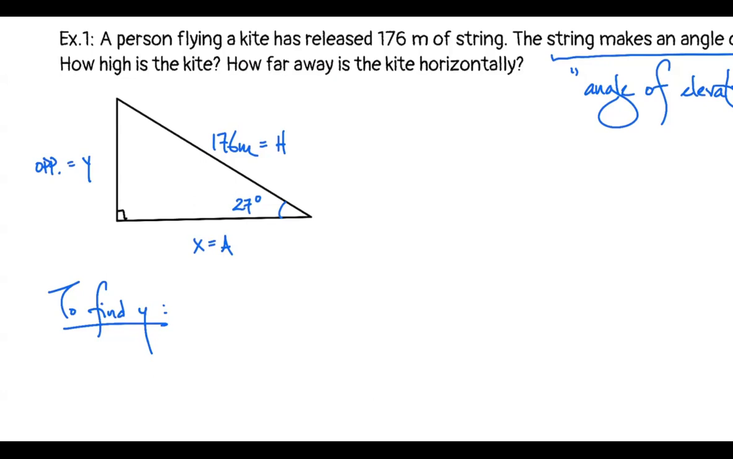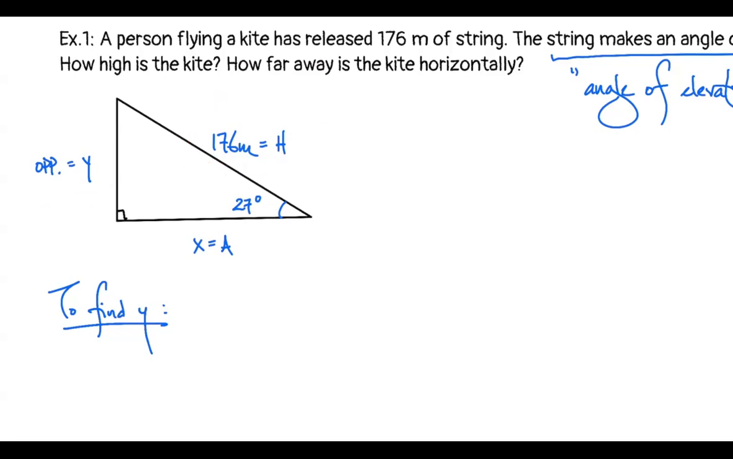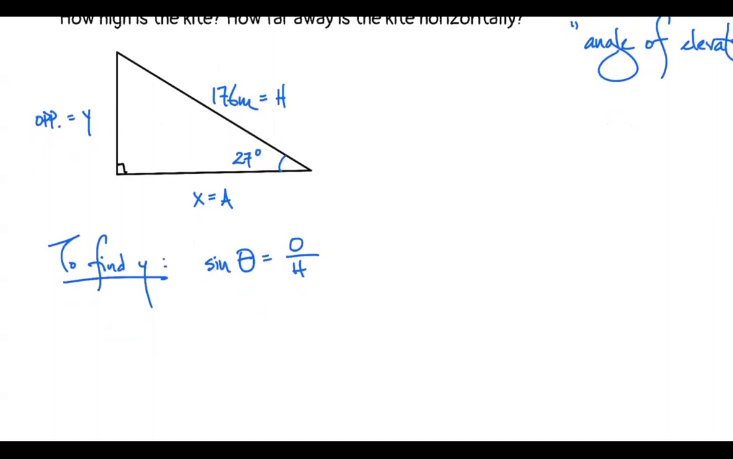We can use sine to find it because we have the value of the hypotenuse. I love the way you said that. We want to find the Y. We have the hypotenuse. Look at what letters we have: opposite and hypotenuse, right? And so maybe a really good first line is to write sine of theta equals opposite over hypotenuse. And then we can fill in the numbers with what Dallas has written. So sine of 27 degrees equals Y over 176.